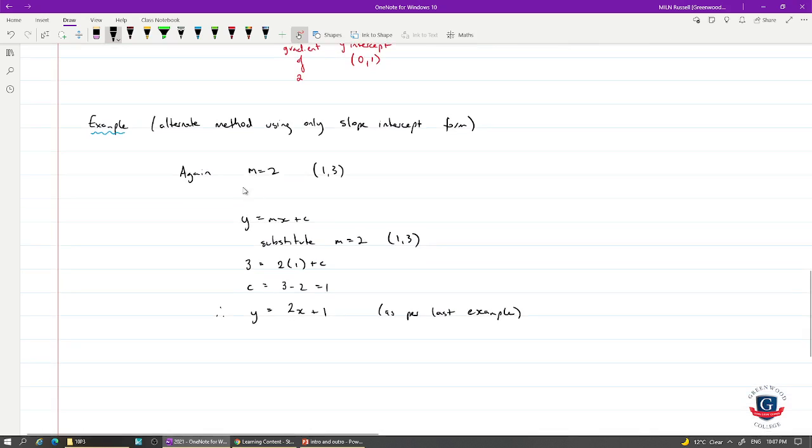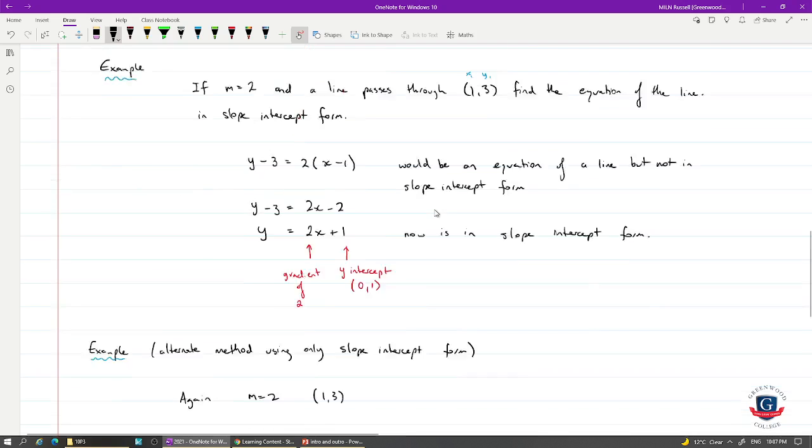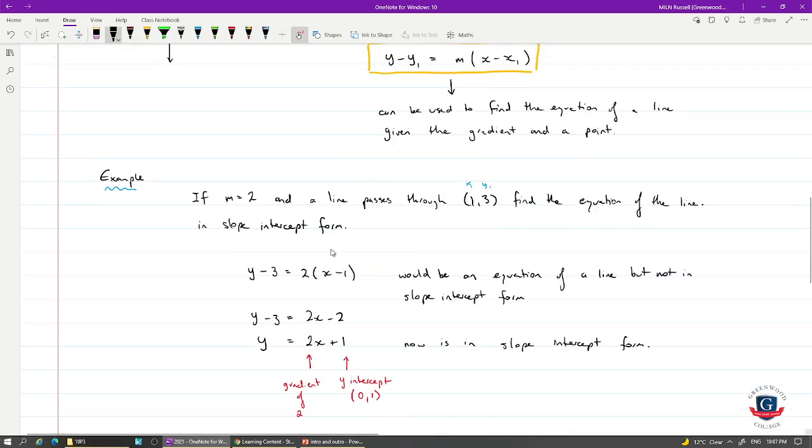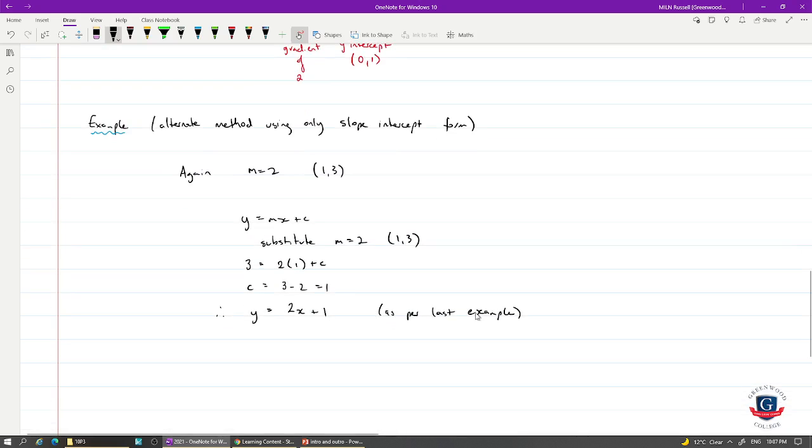So again, if the gradient was 2 and we had a point (1, 3), we've got 3 of our 4 components of slope-intercept form. We're just going to substitute them in: m, x, and y, find c. The 1 goes where the x is, the 3 goes where the y is, solve for c, rearrange it, and lo and behold, we get back to the same result without having to know any of this stuff. This is actually a bit quicker. This requires you to remember less things.